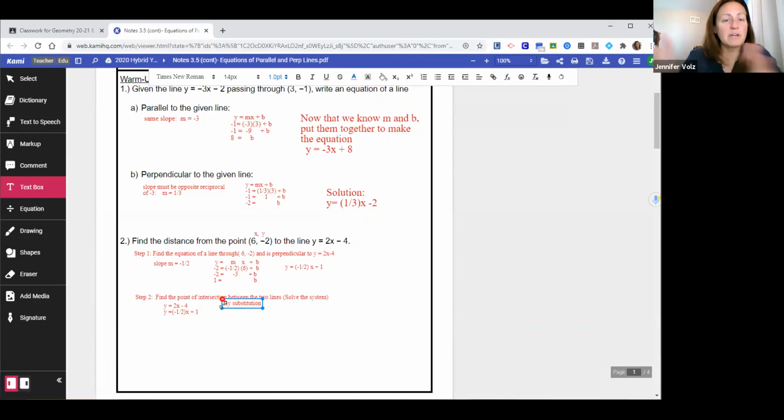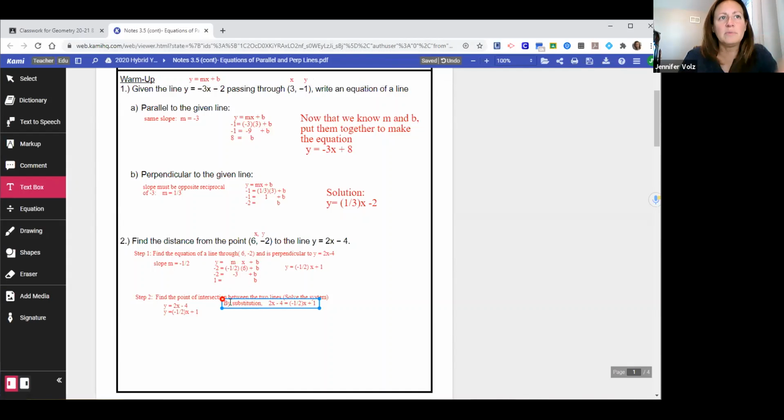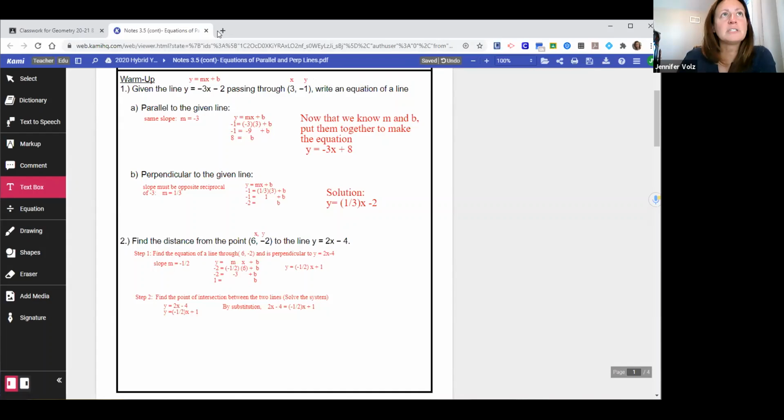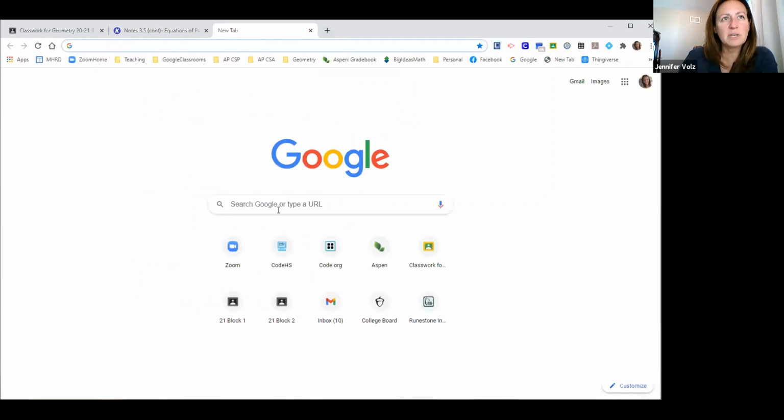Because both of the right-hand sides are equal to y on the left-hand side, you could just set the two right-hand sides equal to each other because they both equal the same thing. So negative 1/2 x plus 1. If you're going to set up substitution, you would set up that equation and solve it, which is not actually that hard. But there's another way. You could do graphing because they're both in slope-intercept form. So I'm going to open a new tab. Are you guys seeing my new Google tab?